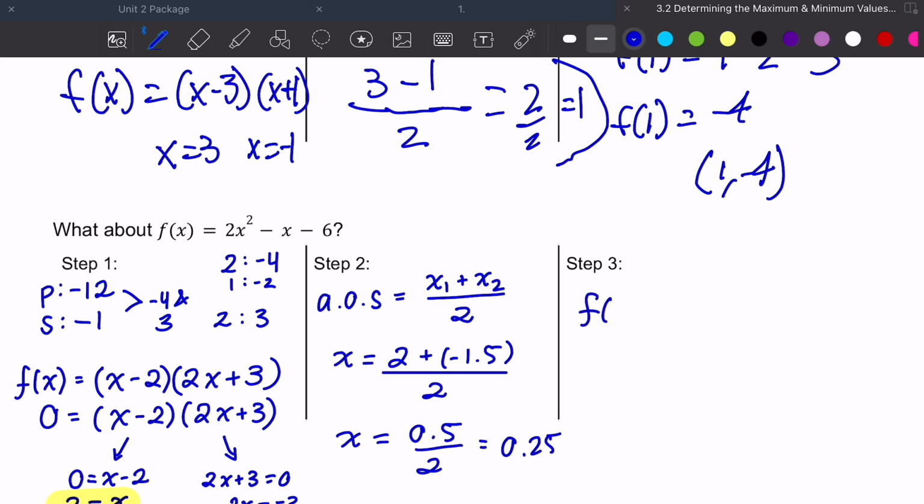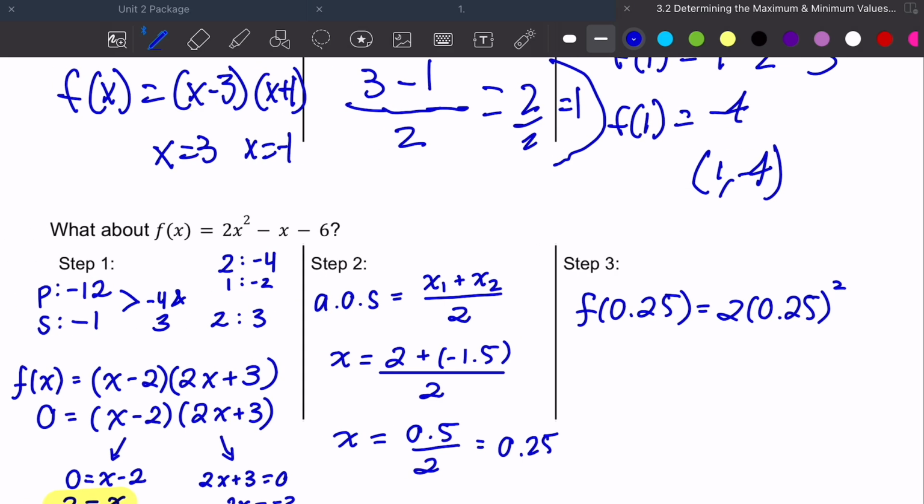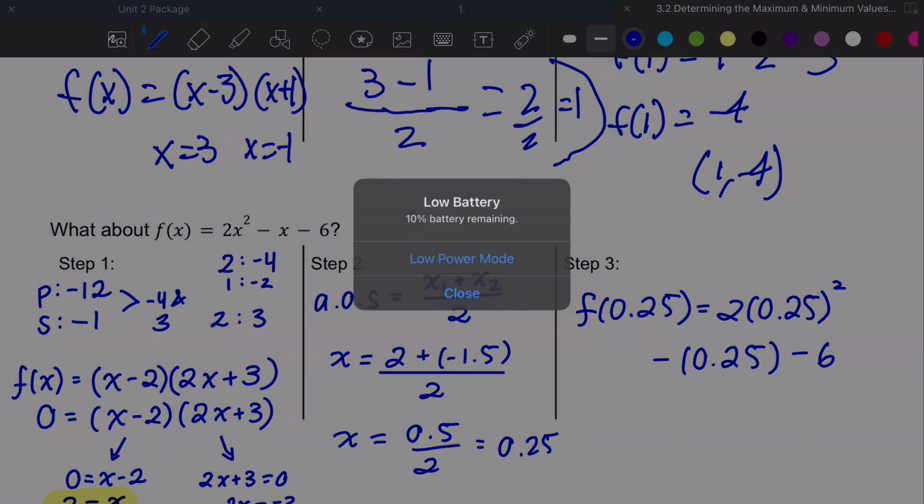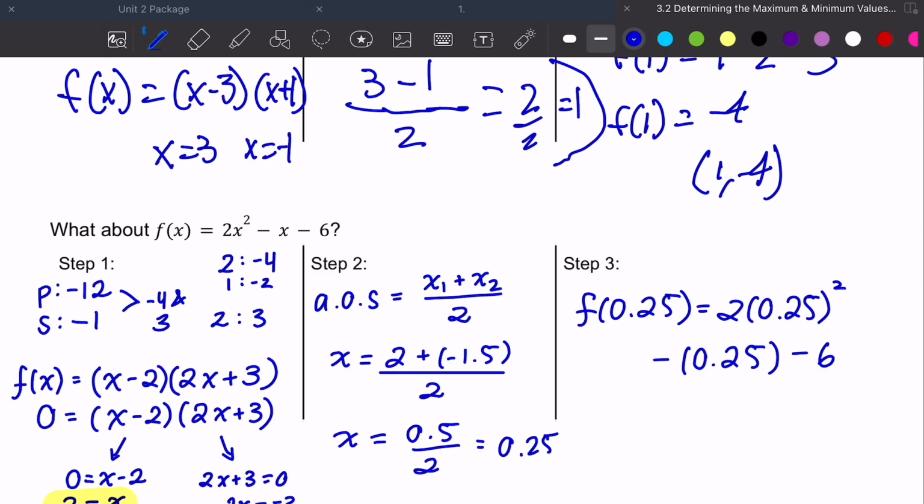So then f of 0.25: 2 times 0.25 squared minus 0.25 minus 6. What does that leave us with? Somebody, calculator. This is me plugging 0.25 into my original function, so 2 times 0.25 squared minus 0.25 minus 6. What do I get?